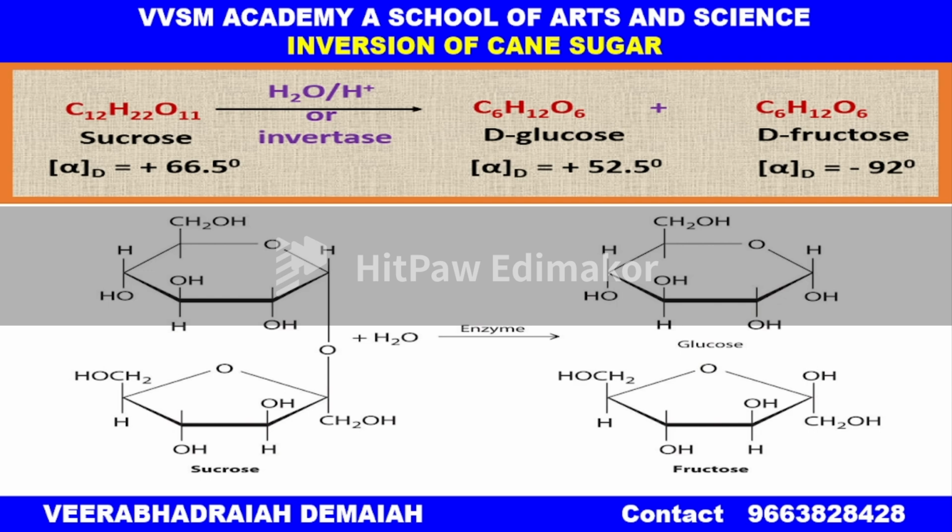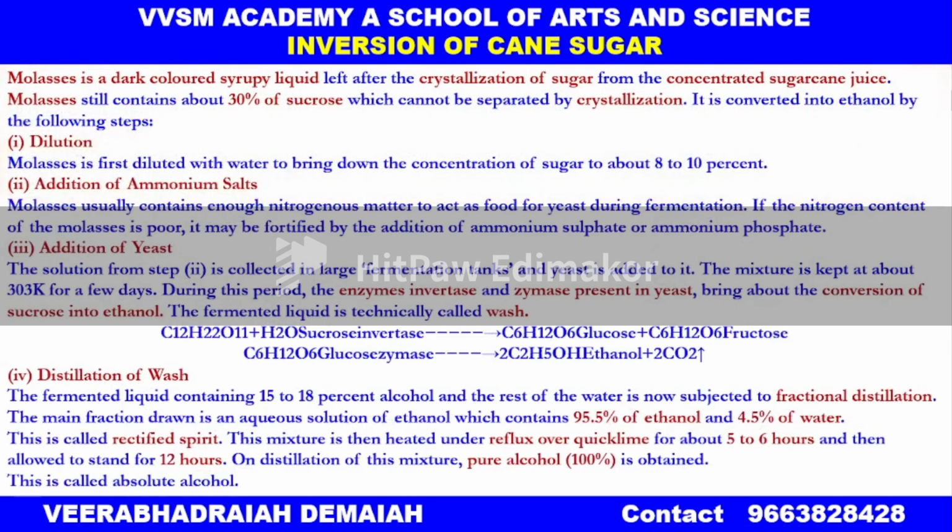Here the structures of D-glucose and D-fructose are given for our studies. This is the hexagonal structure of glucose, with arranged OH bonds, and on hydrolysis sucrose splits into its respective components, because sucrose is made up of glucose and fructose. Here, the inversion of cane sugar. Come friends, we will study the inversion of cane sugar.